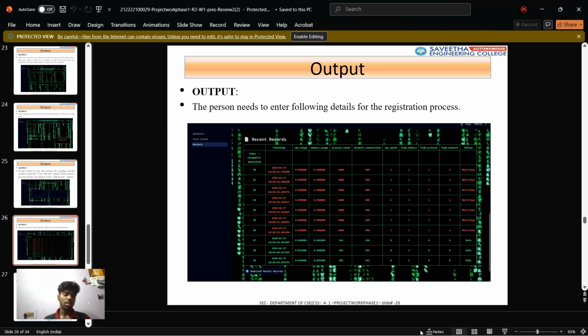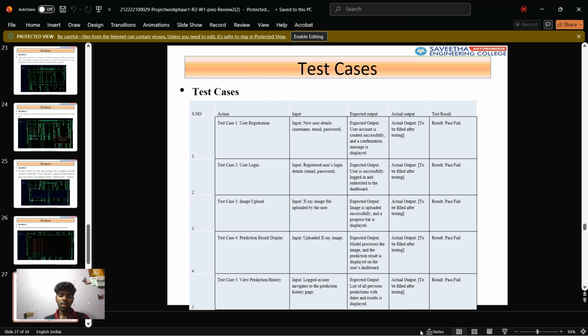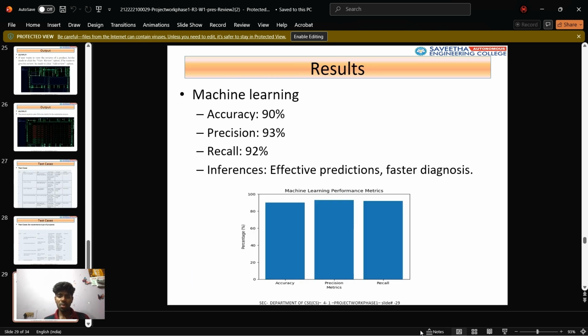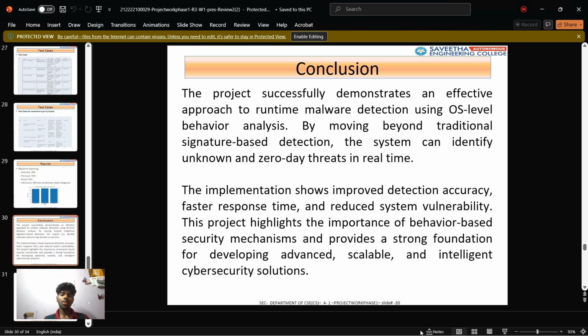This red point indicates whenever the CPU usage is very high, and the green point is a normal one. So these are the test cases that have been performed, and from this project we have delivered results like accuracy of about 90 percent, precision of 93 percent, and recall of 92 percent, with effective predictions and faster diagnosis.